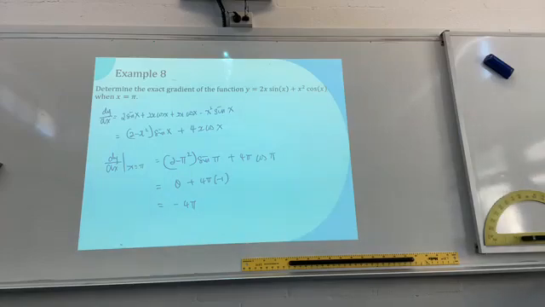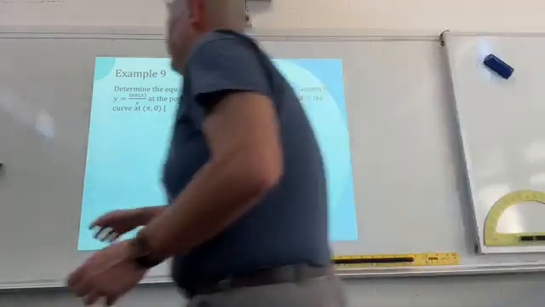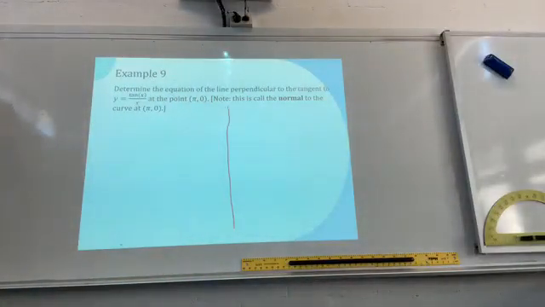All right. Now, example 9. You need to determine the equation of the line perpendicular to the tangent to y equals tan x over x at the point (pi, 0). Note that this is called the normal. In this case, you must remember the gradient of the tangent, let's say m1, times the perpendicular gradient m2 has to be minus 1. So you need to find dy/dx of y equals tan x over x.